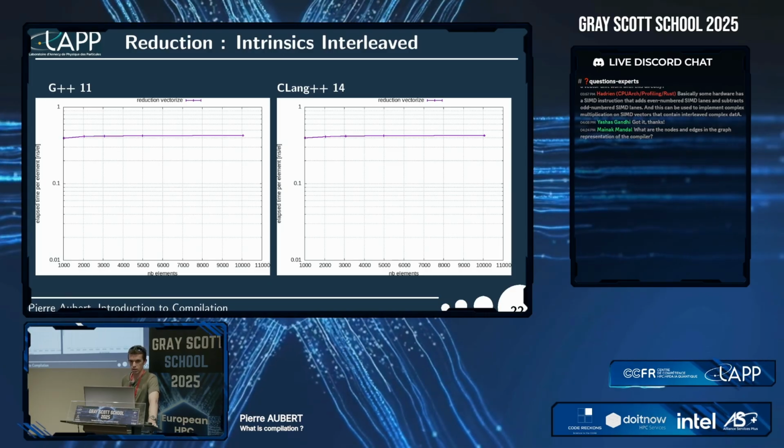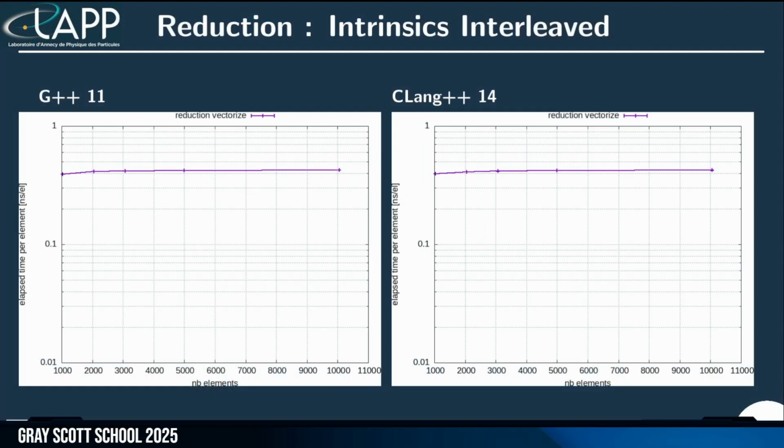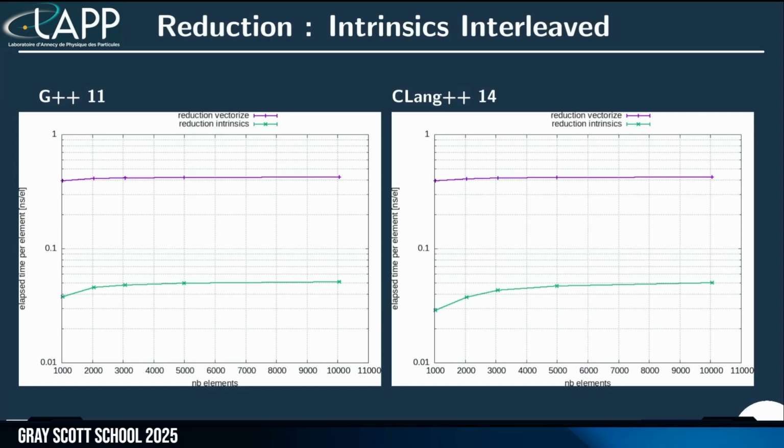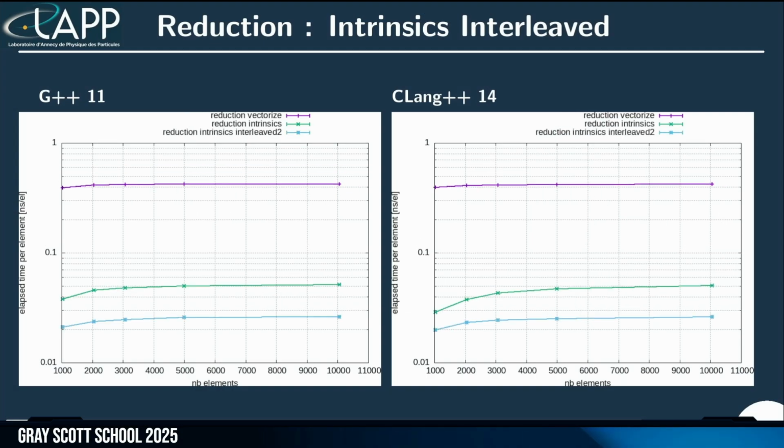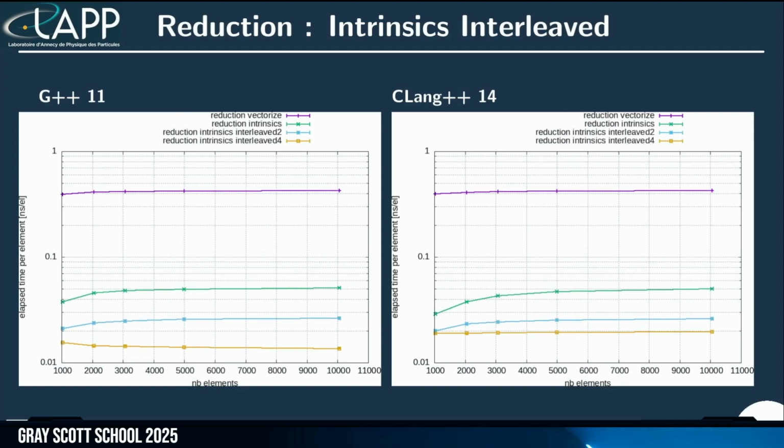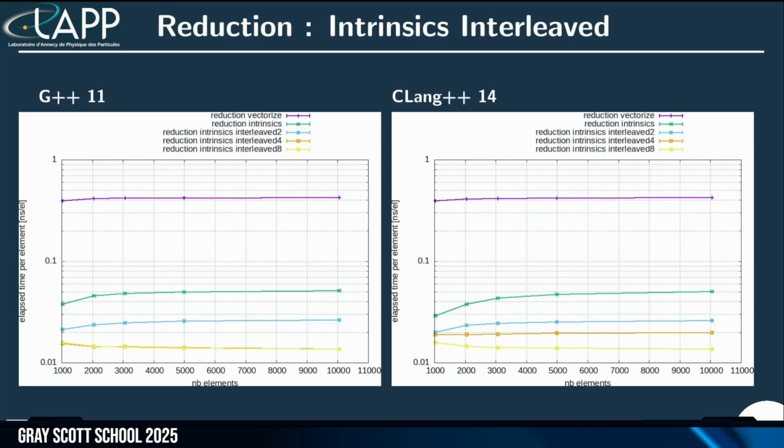So I have the nice reduction vector at the first one with the for loop. Then we can use the intrinsic. Then we can interleave twice. Then we can interleave four times, and then we can interleave 8 times. And you can see also that G++ is smarter here because it knows that it can unroll your interleaving, so it's quite the same as Clang.